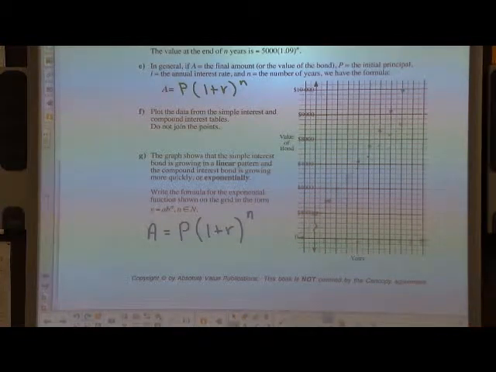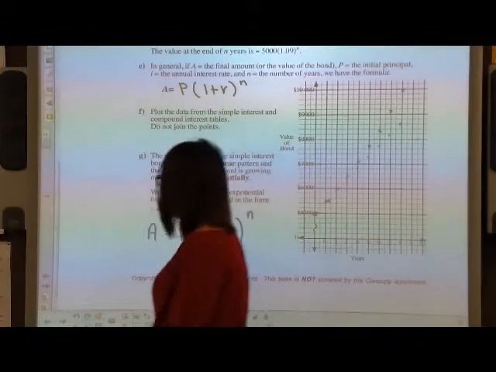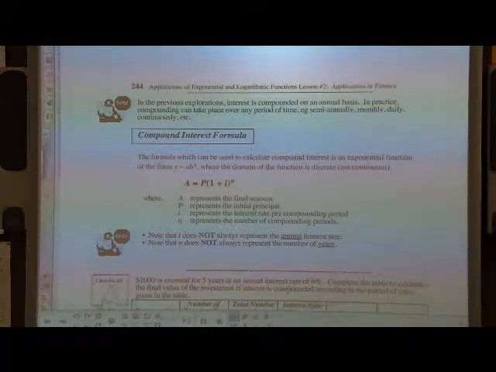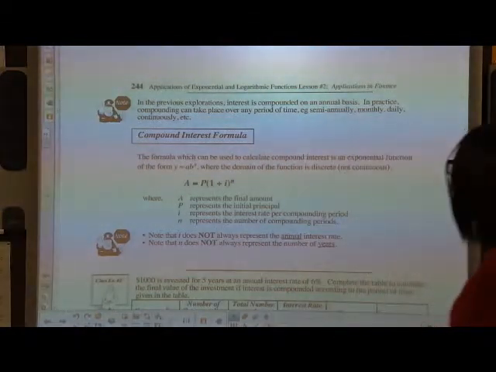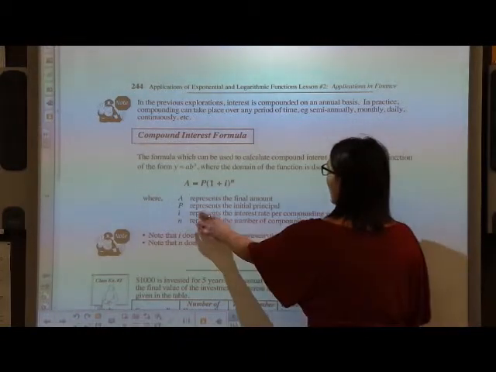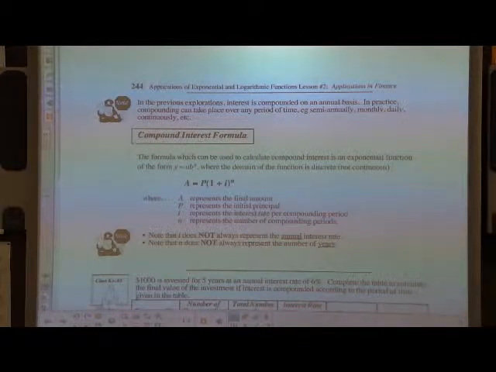If you flip the page, what you see is the compound interest formula, which we've already written out now twice. The only difference is in the terminology surrounding the i and the n. The i represents the interest rate per compounding period. Not per year, it's per compounding period.